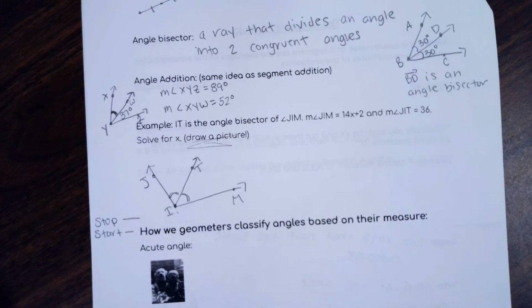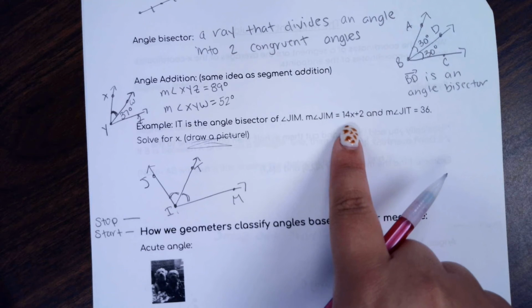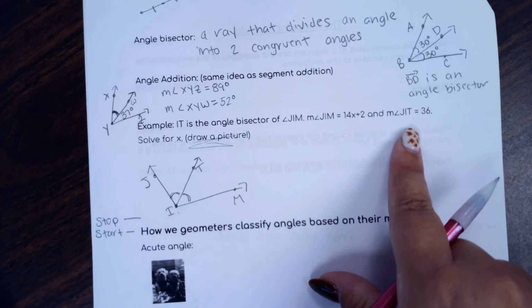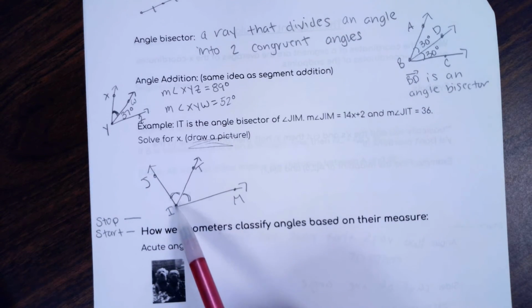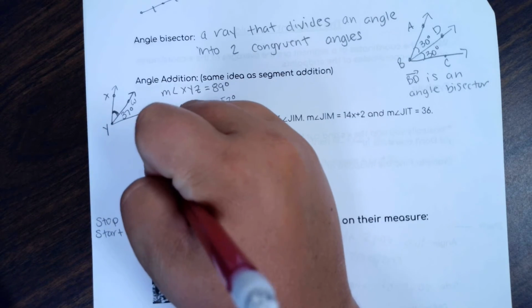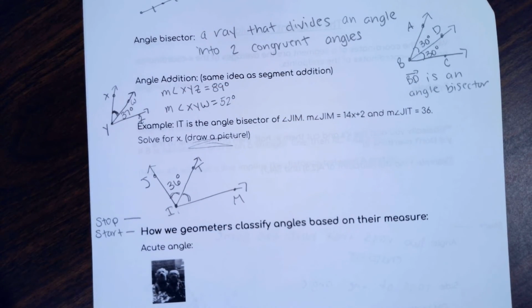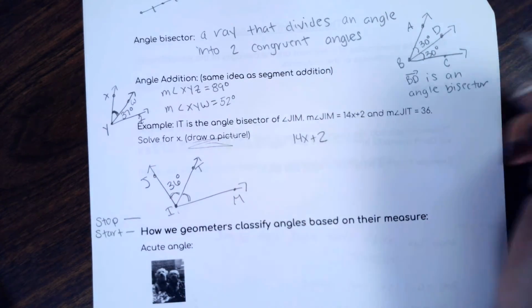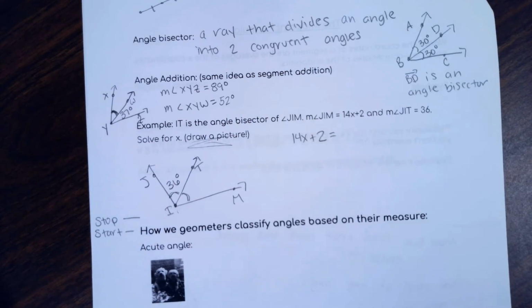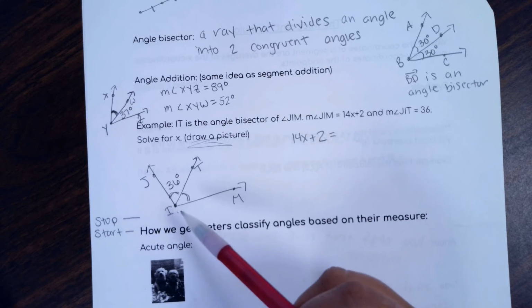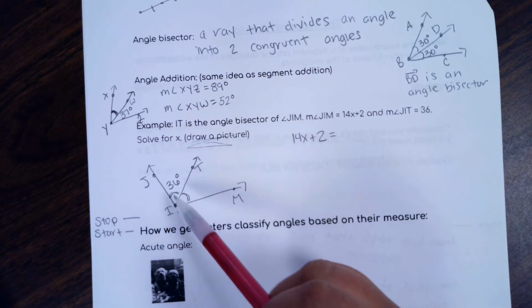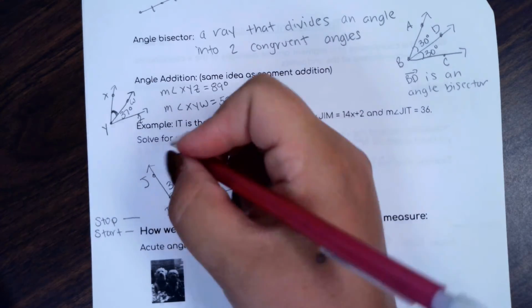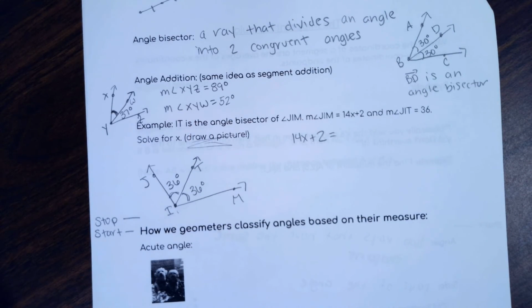All right, let's see what else we can label. So the measure of angle JIM, so that's the whole angle, is 14x plus 2. The measure of angle JIT is 36. So that is 36. We're trying to solve for x. So we need to set up an equation. We know that this whole angle is 14x plus 2. So the whole angle is going to equal something. We've got to add these two angles together. But we know this is an angle bisector. So if the measure of angle JIT is 36, the measure of angle TIM is also 36.